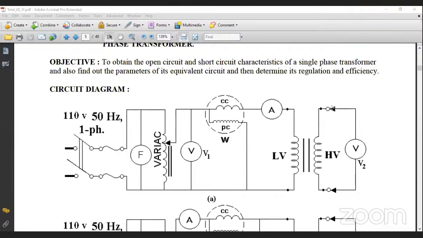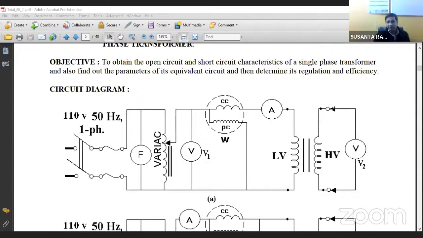Core loss component of the current. I will get the IC. And if we take the phi from this cos phi 0, that is phi 0, and if I multiply sin phi 0 with the I naught, then I will get the IM, magnetizing current.